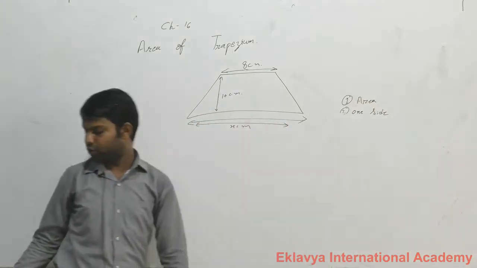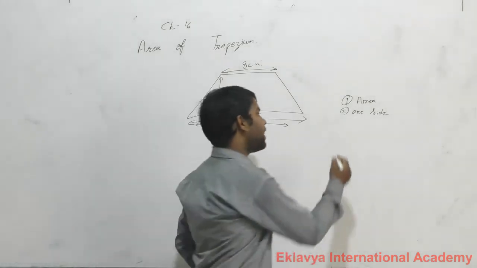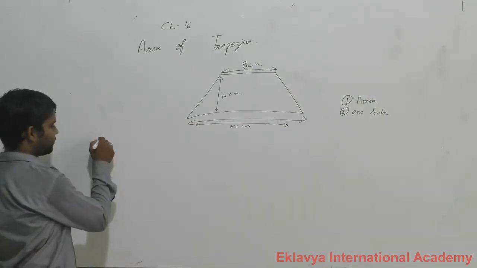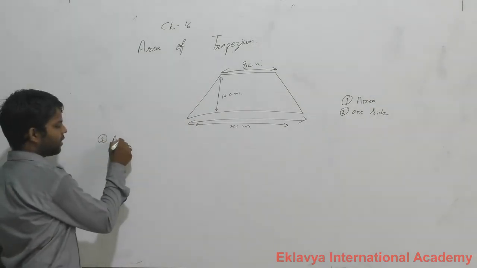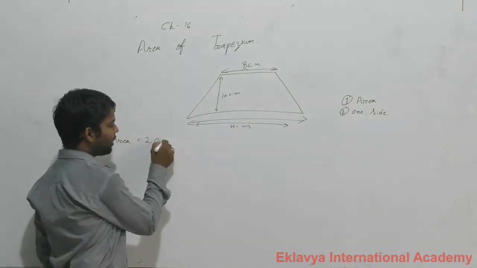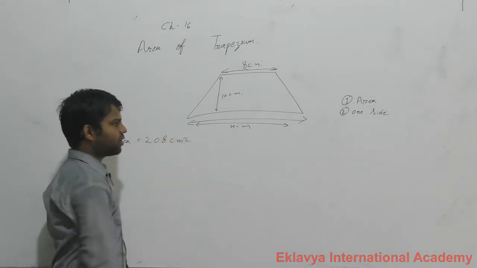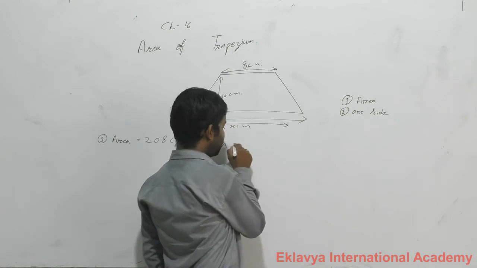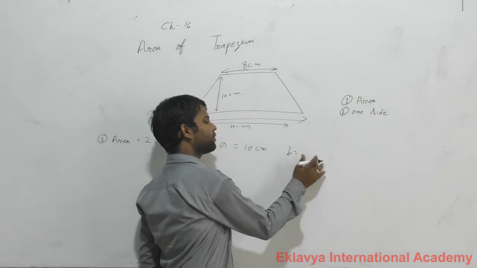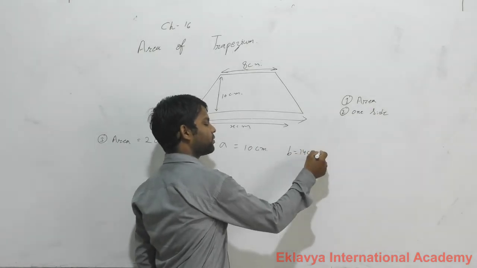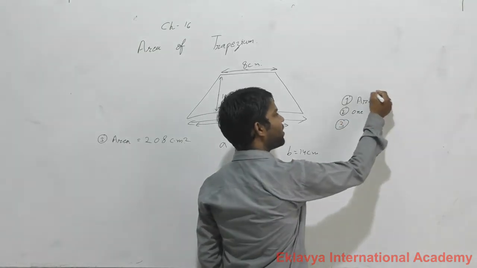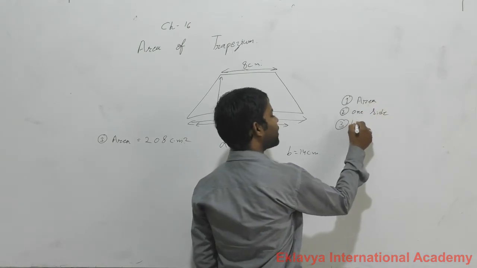Third type of this formula, if the area of the trapezium is given, like area is equal to 208 centimeter square. One parallel side is given 10 centimeter and the second parallel side is given 14 centimeter. We want to find the height. Here we want to find area, then one side, then height.